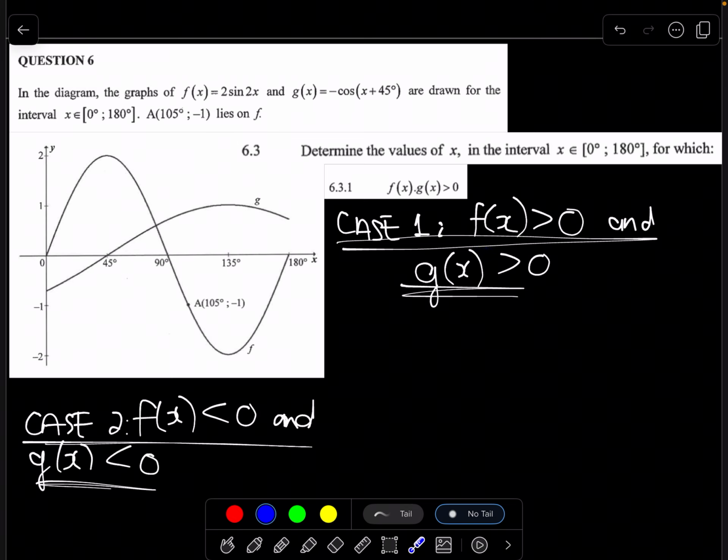Okay, so where is f of x positive? It is positive over here.